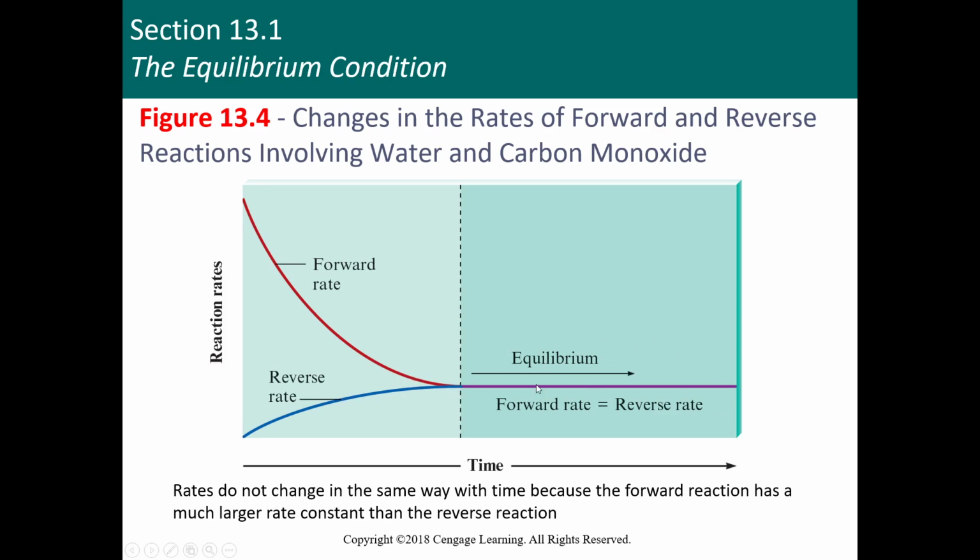So your equilibrium always happens where the forward and reverse rates are equal. And that is what is equal in an equilibrium. Okay? It is the forward rate and the reverse rate of that equilibrium reaction.